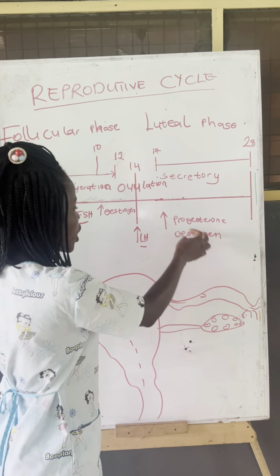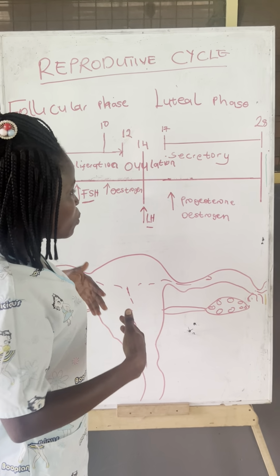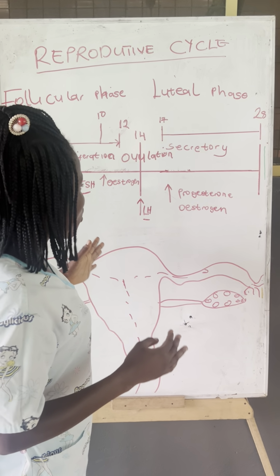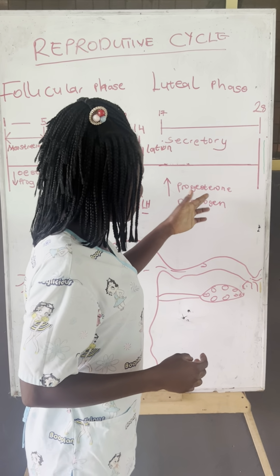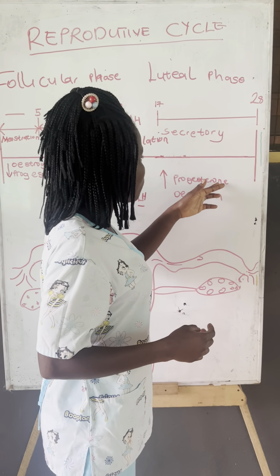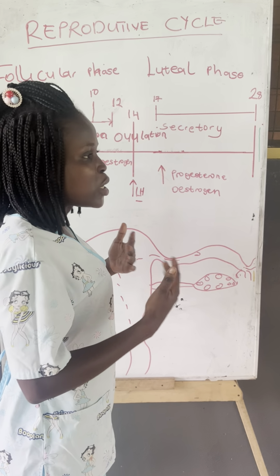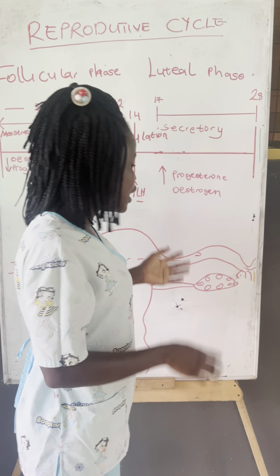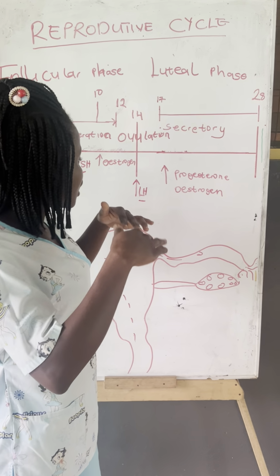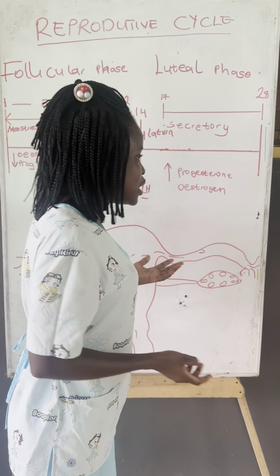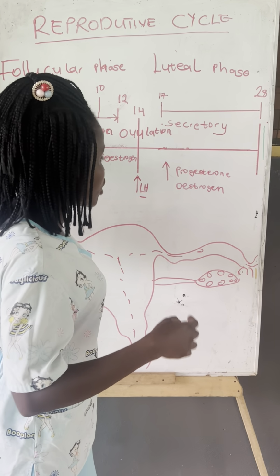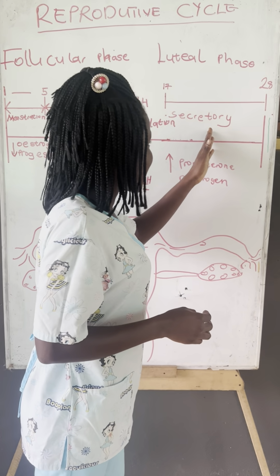In case pregnancy occurs, the new embryo or the zygote will be maintained by the progesterone. So there will be a high level of progesterone. The endometrium, because it is preparing for this new egg, will become very thickened, because it was shed off during the menstrual phase. It will become very thickened at this phase.